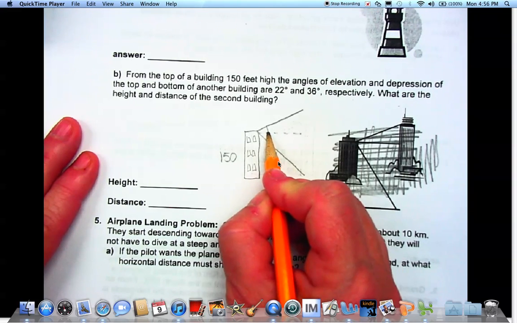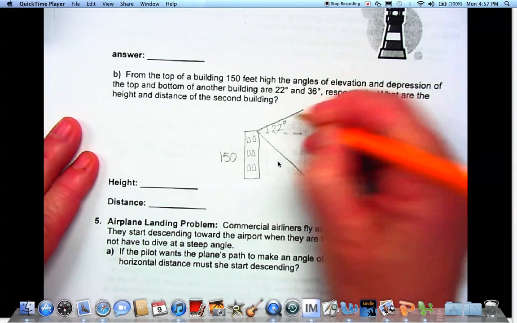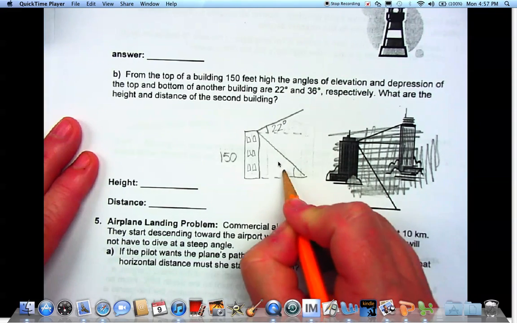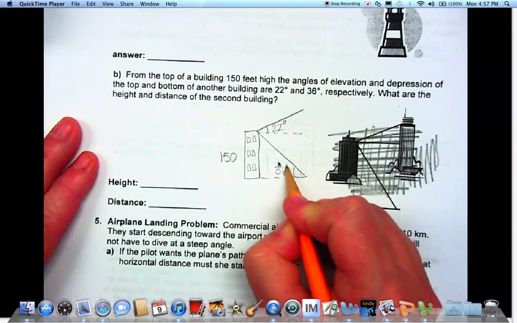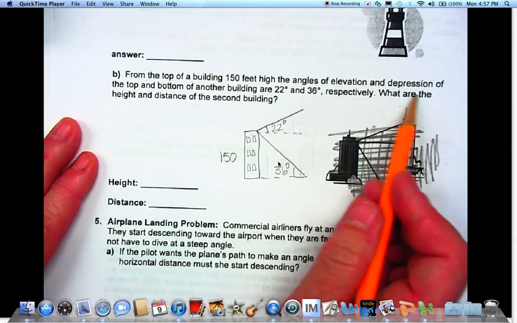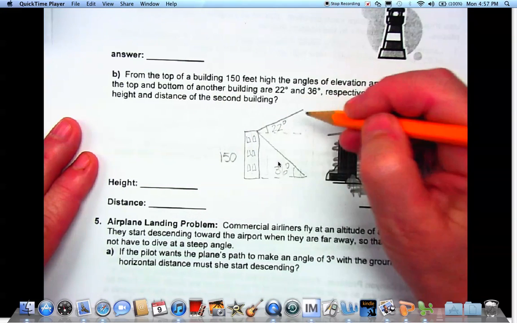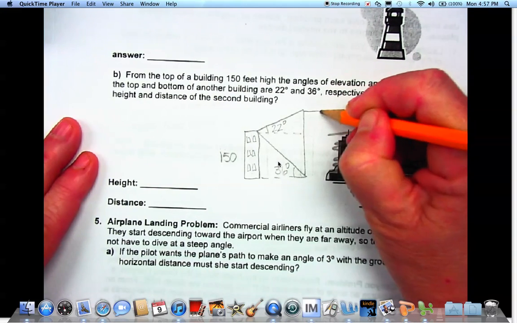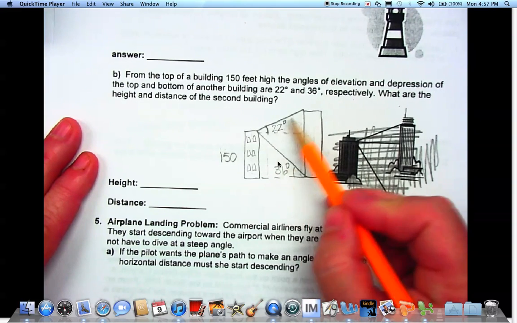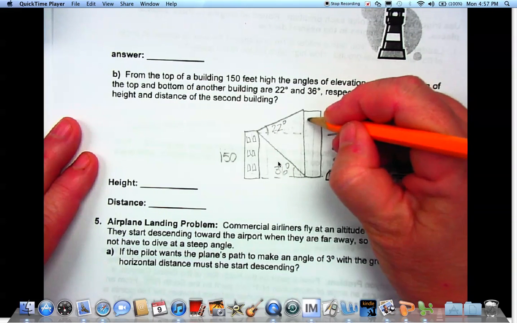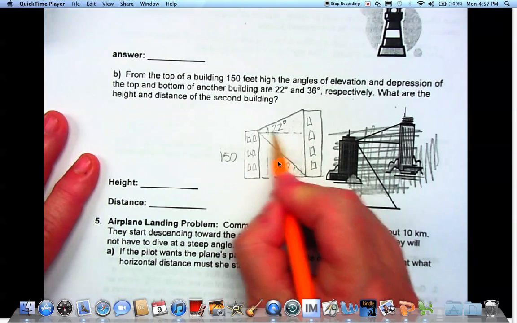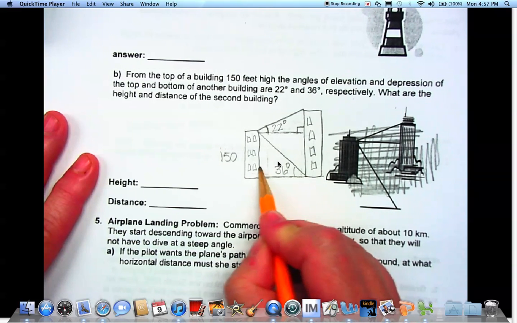And that angle is 22 degrees. Okay, and then the angle of depression would be down here. That would be 36 degrees. Okay, and it's to the top. It says the angles of elevation and depression of the top and bottom of another building. So here's the other building. It's taller. You know it's taller because it has an angle of elevation right there. Okay, so there's another building. All right, so you have this triangle, and then you have this triangle here.